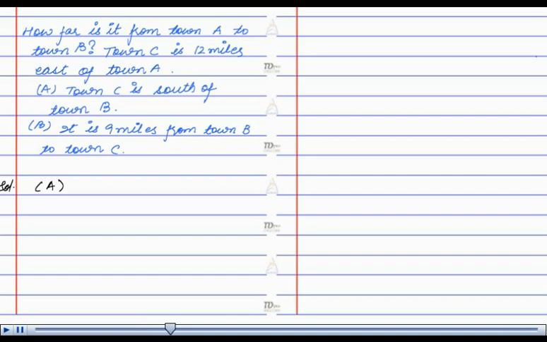If we take statement A, we know the direction of town B with respect to town C, but the distance is unknown. Hence, we cannot determine the distance between town A and town B. In statement B, though we know the distance, direction is unknown.